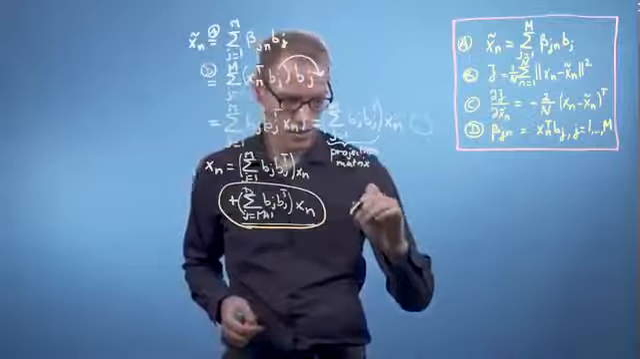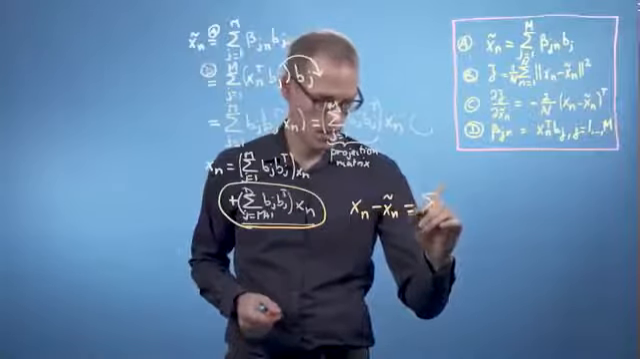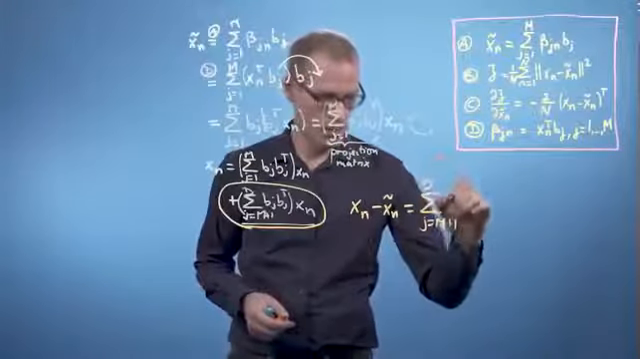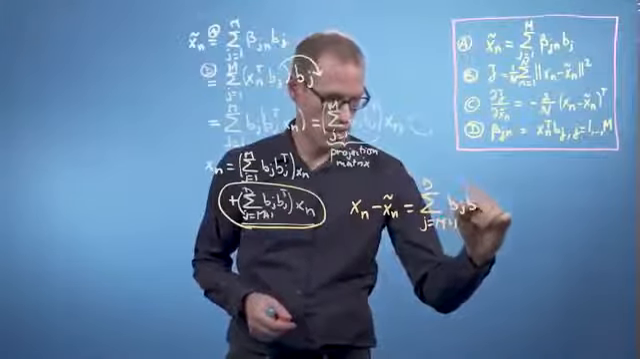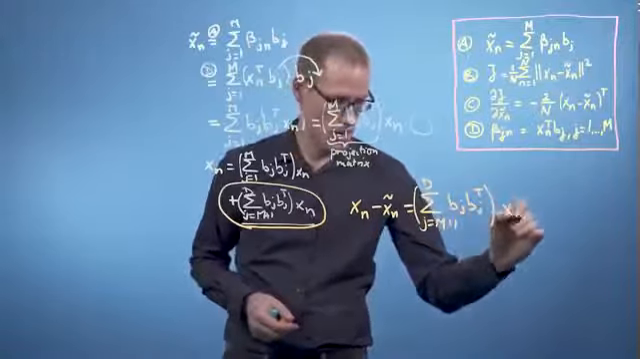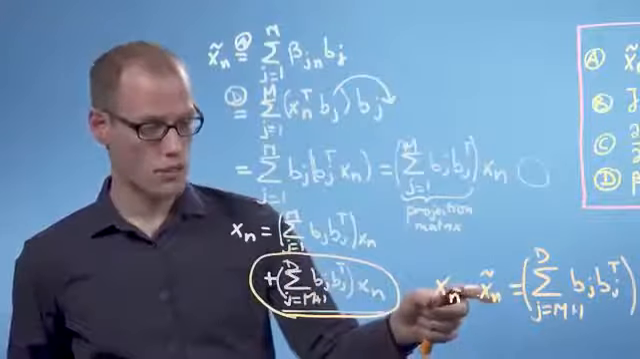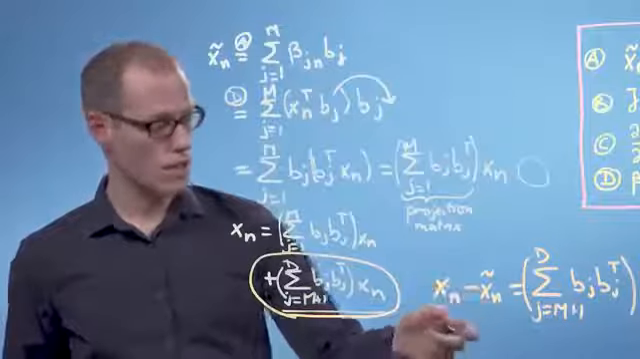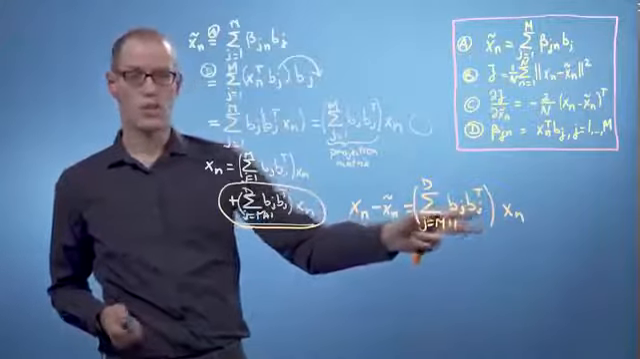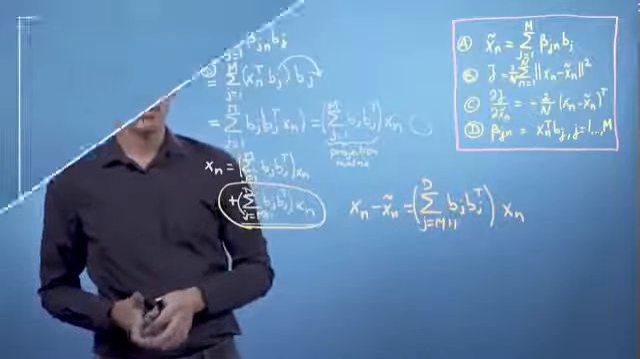So xn minus xn tilde is the sum j equals m plus 1 to d of bj times bj transpose times xn. So now we can look at this displacement vector, the difference between xn and its projection, and we can see that the displacement vector lies exclusively in the subspace that we ignore. That means the orthogonal complement to the principal subspace.